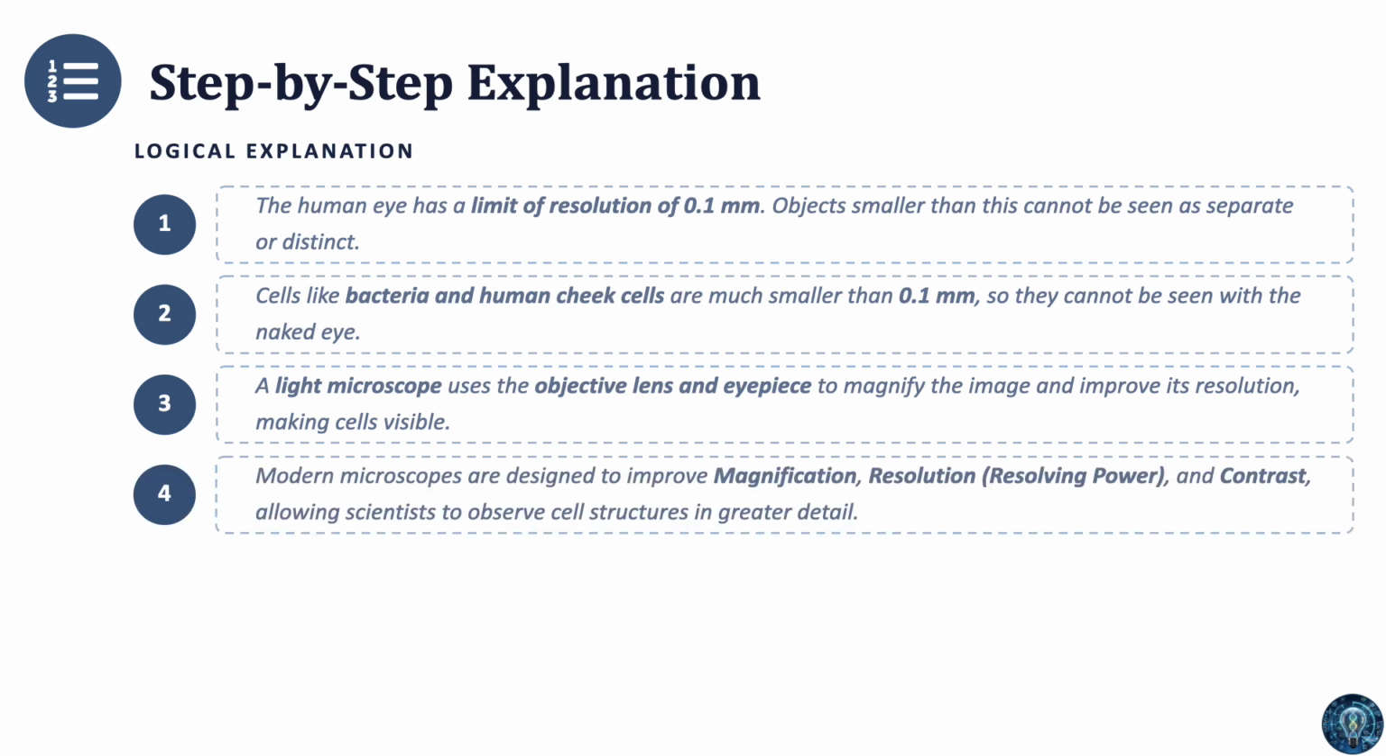Over the years, scientists have also improved three important features of microscopes. First is magnification, which makes the object appear larger. Second is resolution, which makes the image sharper so nearby details can be seen separately. And third is contrast, which makes transparent parts of the cell easier to distinguish. So remember, the naked eye cannot see cells because of its limited resolving power, but a microscope overcomes the limitation by improving magnification, resolution, and contrast.